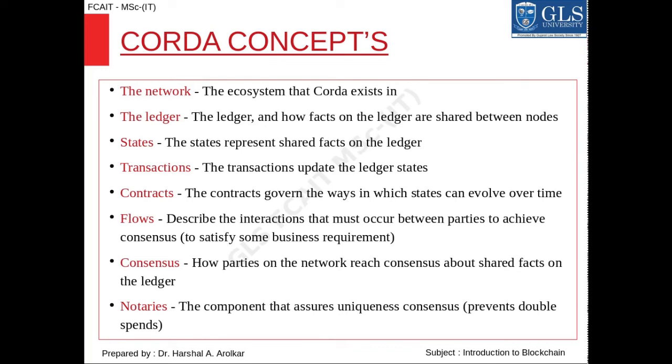Then we have flows that generally describe the interaction that must occur between two parties to come to a consensus. Basically it means to satisfy some business requirement, we need to have a proper flow. Then we have consensus. Consensus basically talks about how two parties agree to a particular shared fact. Then we have notaries, the components that assure uniqueness in terms of consensus, and it generally is used to prevent double spending. We'll be continuing with the concepts in the next slide also.